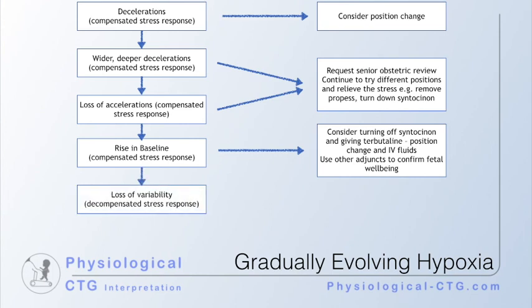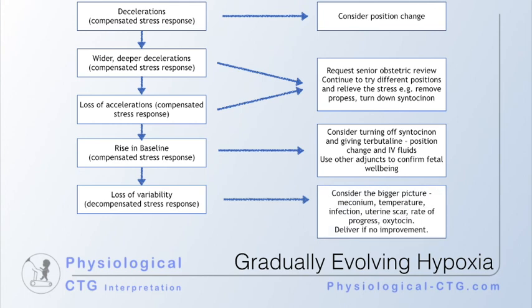After the rise in baseline, there will be a loss of variability. This is where the fetus is starting to decompensate and is starting to shut down the brain in order to conserve resources for the heart. At this point, we need to consider the bigger picture, whether there is meconium, any evidence of pyrexia or chorioamnionitis. We consider the uterine scar, the rate of progress, and the use of oxytocin. If we are unable to improve the situation, we must consider delivery at this point, because the next stage is heart failure.